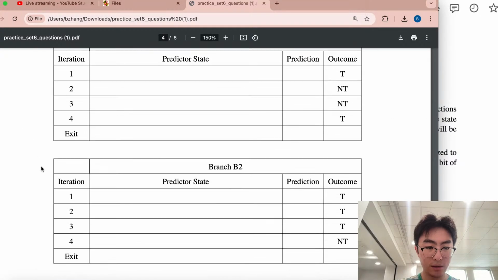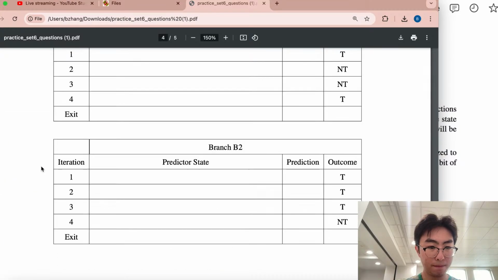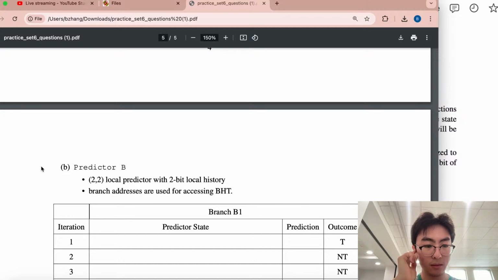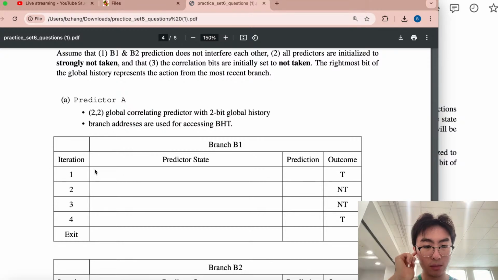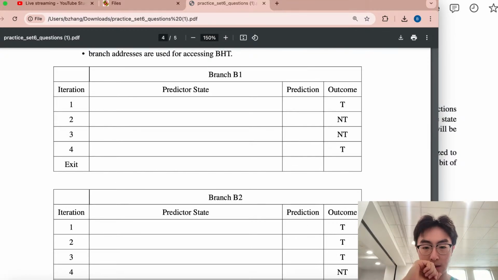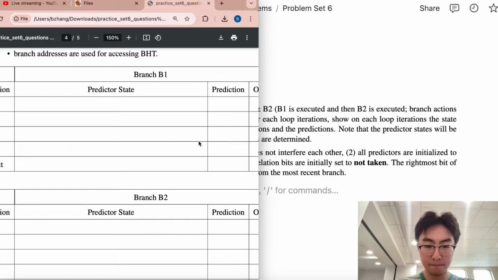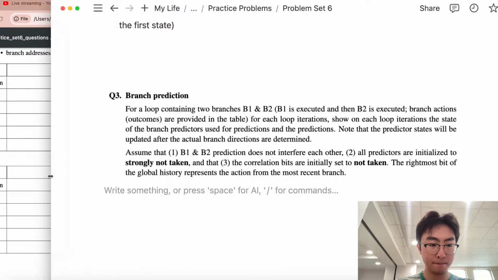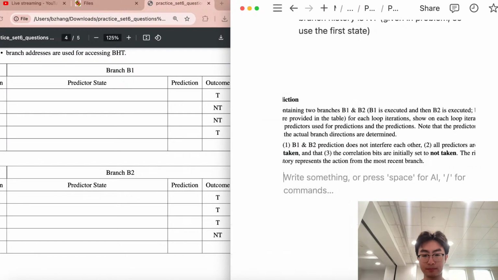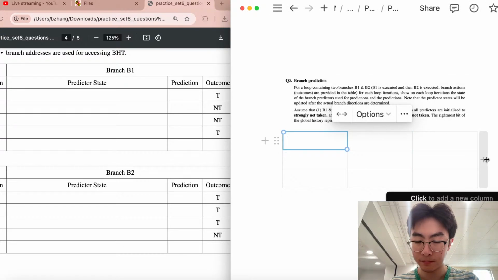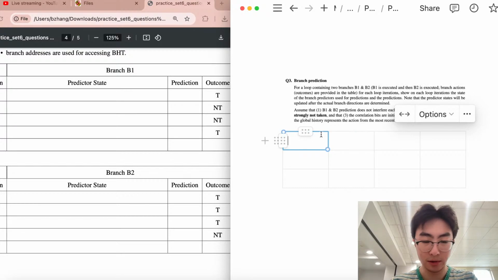So predictor A, right? Local history. So there's 2 different things. There's global and local. Okay, let's take a look then at the global table. Yeah, this is going to be a tight table, but let's give it a try.